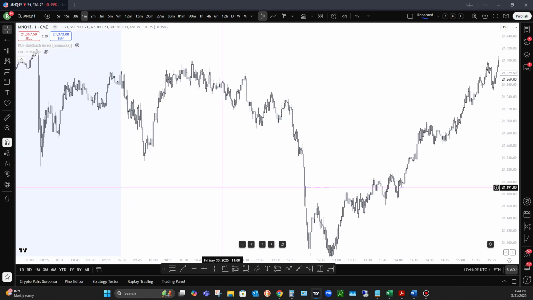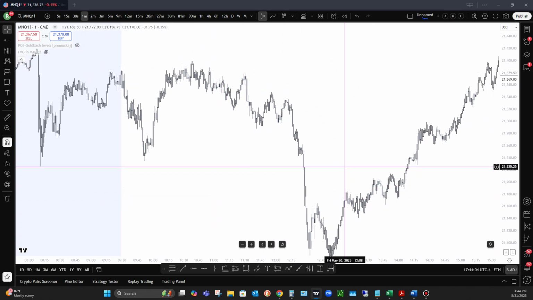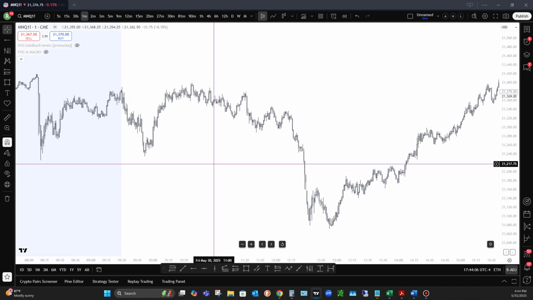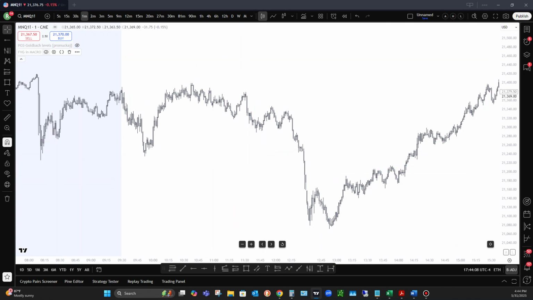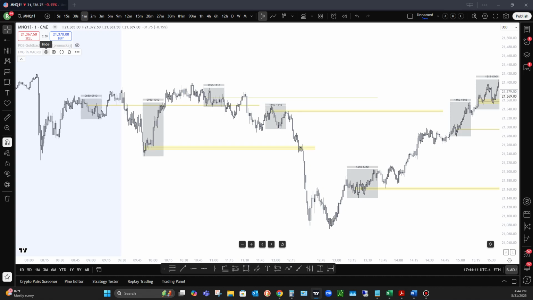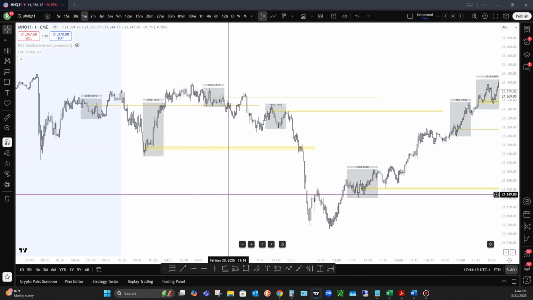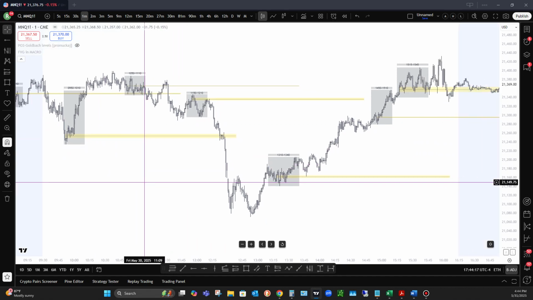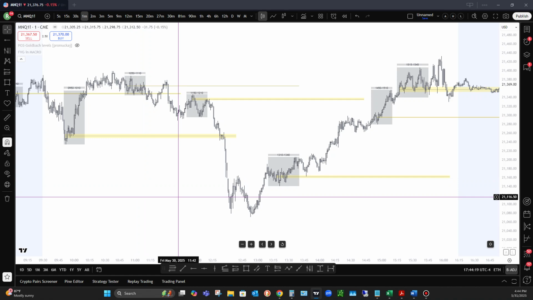All right, so anyway, I hope that's helpful to you. On this particular day, I actually preferred the fair value gap macros. It was a lot cleaner, especially in the morning. But, you know, not every day is going to be the same. So keep that in mind. Anyway, I hope this is helpful.